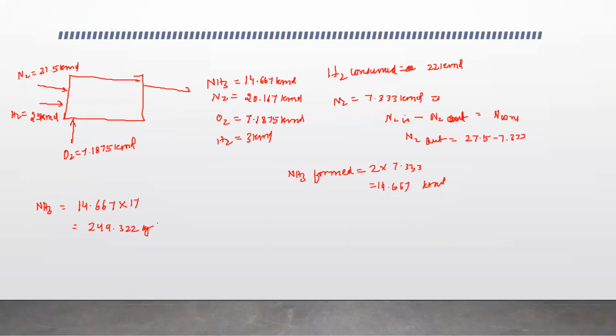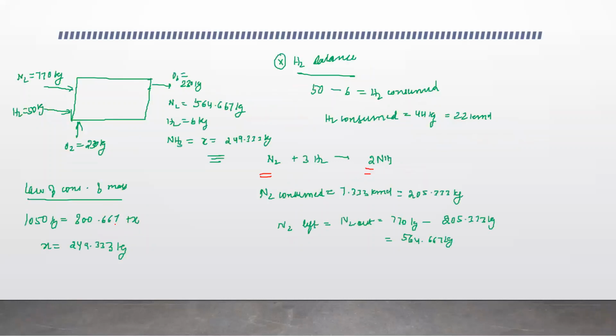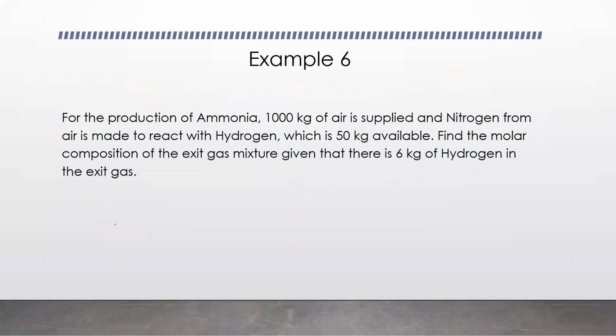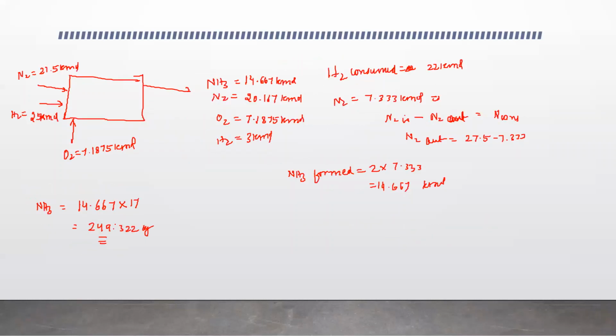So approximately whatever we got over there. There we got 249.333 kg. So the same amount we have got over here. So you don't need to worry about that. And then of course you can simply calculate the molar composition. You have the number of moles, so you can get the total moles and then the mole percent.